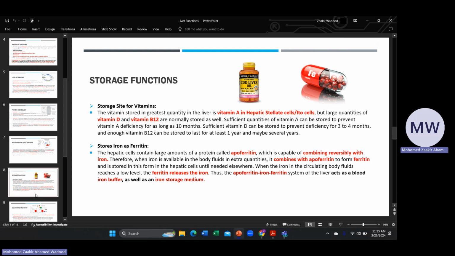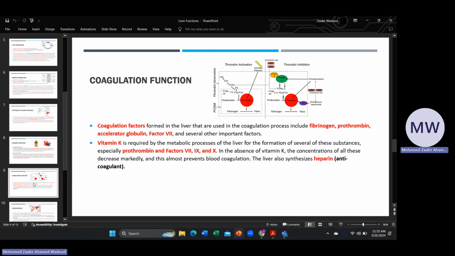All right, on to the next part. So coagulation. We've all heard that the liver is famous for producing proteins, but one of the very important ones it produces are the coagulation factors. Namely fibrinogen or factor 1, prothrombin factor 2, accelerator globulin, as well as factor 7, among others. Vitamin K, as we know, is required for a few of these to work, particularly factors 2, 7, 9, and 10. And so, in the absence of it, the concentrations of these proteins tend to decrease, and this could sometimes prevent coagulation.